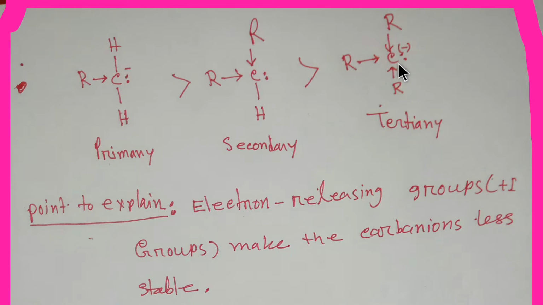However, primary carbanion is more stable than secondary, which is more stable than tertiary. How can you explain that primary carbanion is more stable than secondary and secondary is more stable than tertiary? This can be explained by inductive effect, right? You know that this alkyl group is electron releasing. That is, this alkyl group has a tendency to show plus I effect, right? So it will provide electrons to the carbon.